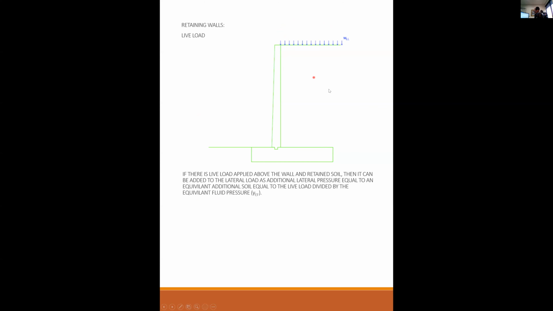Okay, and that only really works because the load factors are the same. If the load factor for the live load was different, then it wouldn't be as easy. But because the allowable stress load factors on everything is 1, then you can just do 1-to-1.